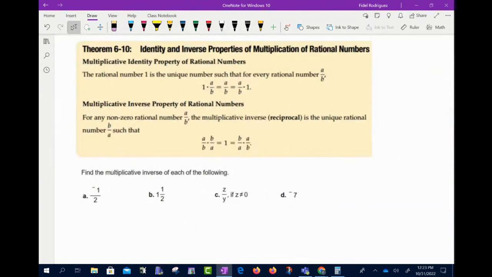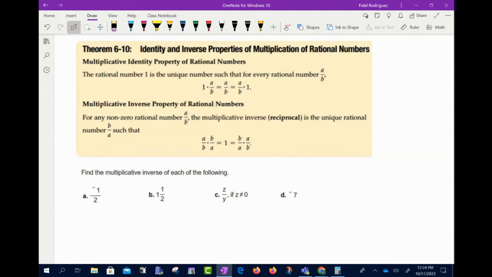Okay, so we have a couple of properties here. The first one is called the identity property. The identity property just says, what happens when you multiply a number by 1? Well, you get the same number, right? 1 times some fraction a over b is still going to be a over b. And whether you multiply by 1 on the left side or 1 on the right side, it really doesn't matter, okay? And then we have something called the multiplicative inverse property of rational numbers.